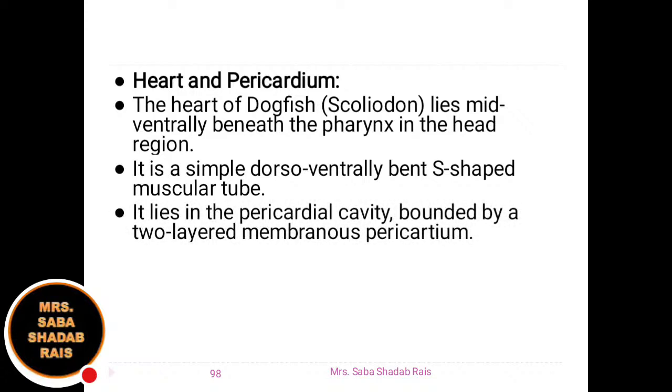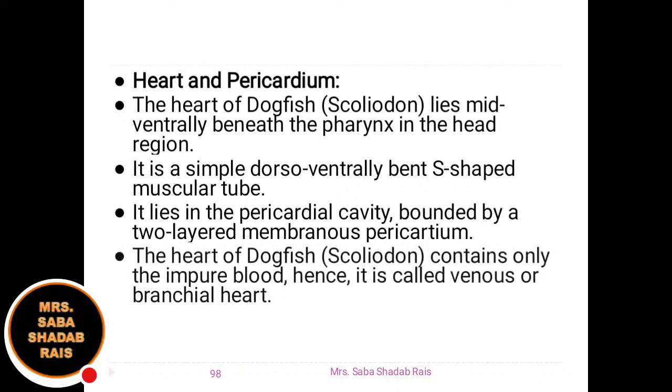It is present in the pericardial cavity, and this cavity is bounded by a two-layered membranous pericardium. The heart of the dogfish Scoliodon contains only impure blood, so it is called the venous heart or the branchial heart.